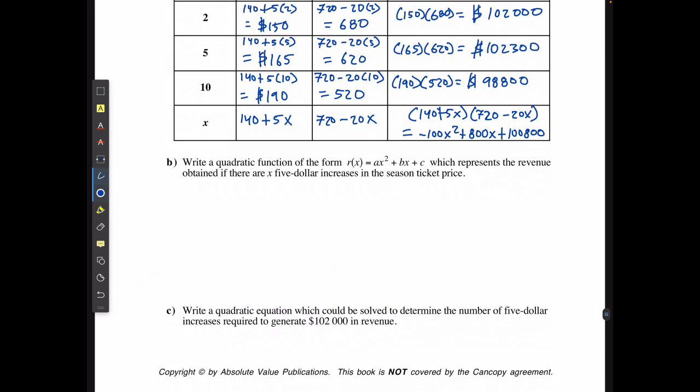If I'm writing a quadratic function in the form r of x is equal to this, then I would say that r as a function of x is going to equal, we've already solved it here, negative 100x squared plus 800x plus 100,800.